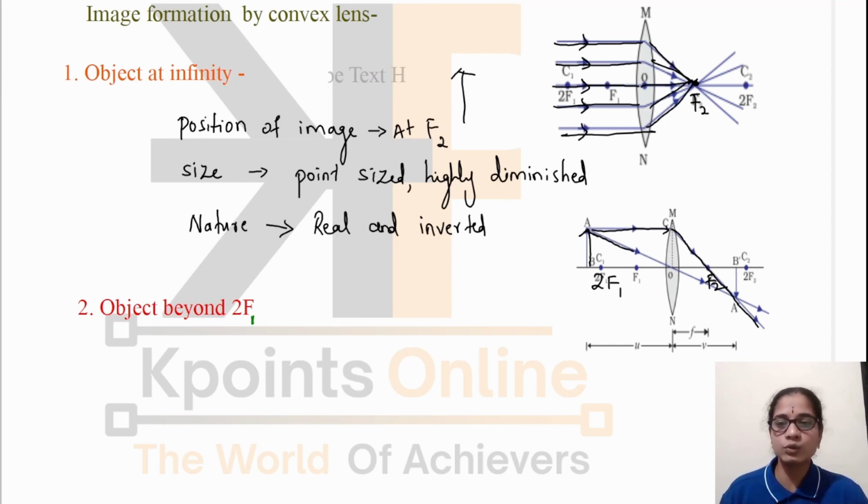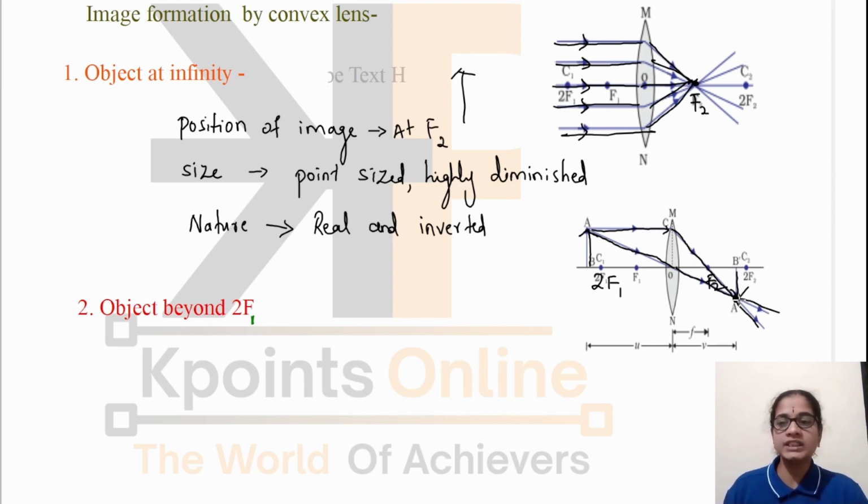And we are considering one more ray here, that is the ray passing through the optical center. And we know that the ray which is passing through the optical center will go undeviated. It will not change its direction. This is how this will move undeviated. Now this is the point at which these two refracted rays are meeting, and here is the image formed. You can see this is the image formed where the two rays are meeting.